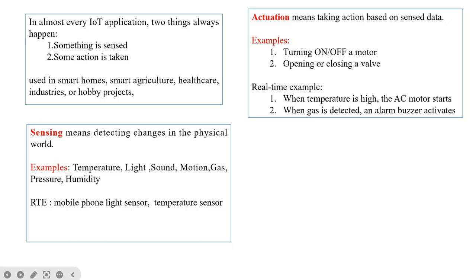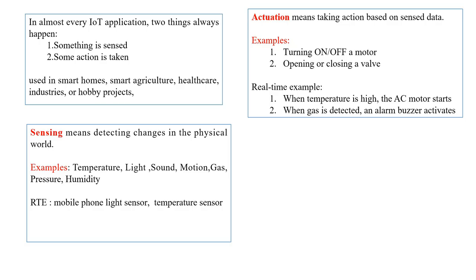Next, we'll see what actuation is. Actuation means taking action based on the sensed data. Some examples are turning a motor on or off, opening or closing a valve, switching on a fan, and sounding an alarm. These are all examples of actuation. A real-time example is when the temperature is high, the AC motor starts. That is, it will sense the temperature, and according to the temperature, it will react. It will take the action, that is, it will start the AC motor.